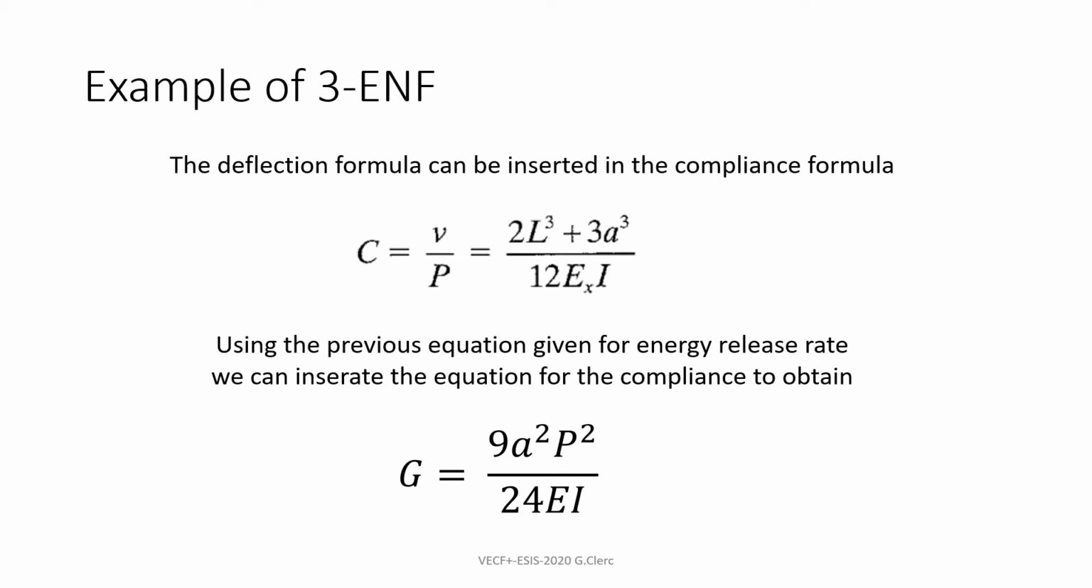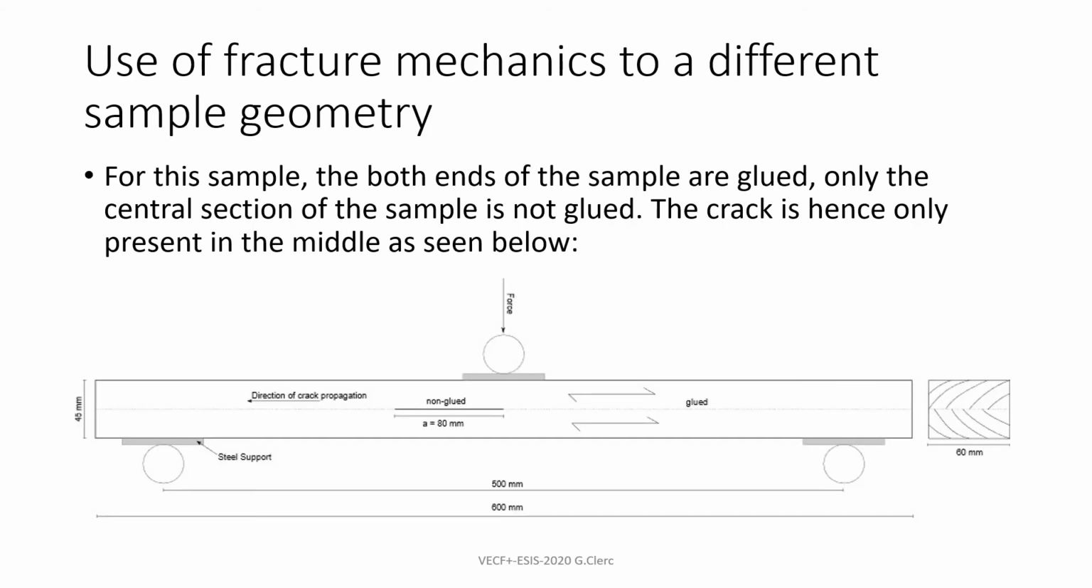This gives us this formula for the compliance, and then we can take the derivative with respect to a and insert it to obtain the energy release rate. And that's this equation. Okay, that was quite easy. Now let's see how we can use this for our new sample.